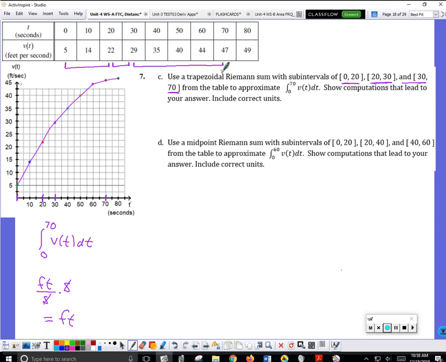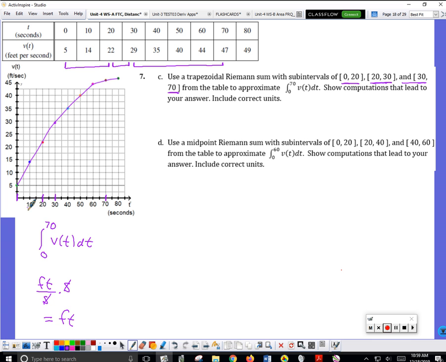Okay, questions regarding the subintervals? Okay. So 4 types of Riemann sums: left, right, trapezoidal, and midpoint. On a left Riemann sum, you look at the interval and you pick the time that is most left. Right, you pick the time that is most right. Midpoint, you pick the time that is in the middle. Question? Okay, trapezoidal is the one that is a little different. You actually pick the left and the right.